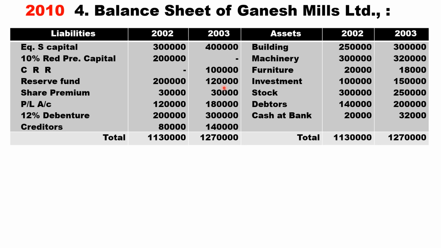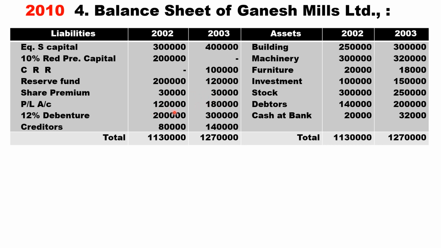Reserve fund last year 2 lakh, current year 1,20,000. You are supposed to prepare reserve fund account in our problem. Reason, when there is CRR, it means that it is drawn, it is taken from RF. So how much amount is taken from RF to pay preference share? So much should be transferred to CRR. So therefore, there is an adjustment related to reserve fund. So you need to prepare reserve fund account. Share premium, absolutely no change, ignore.